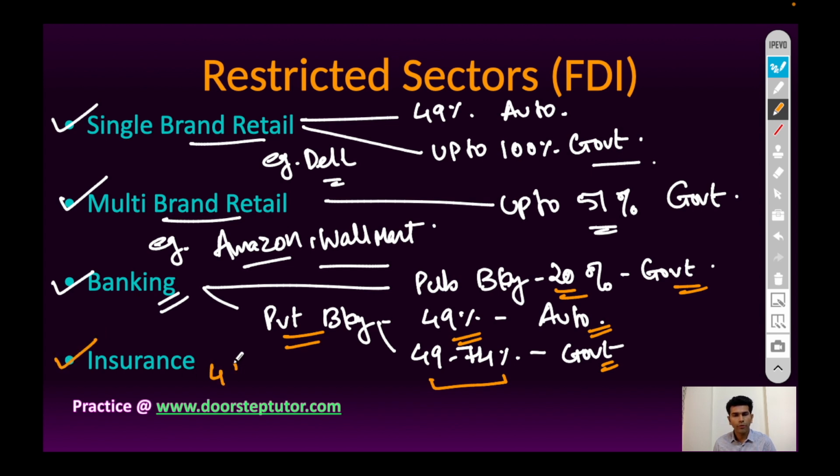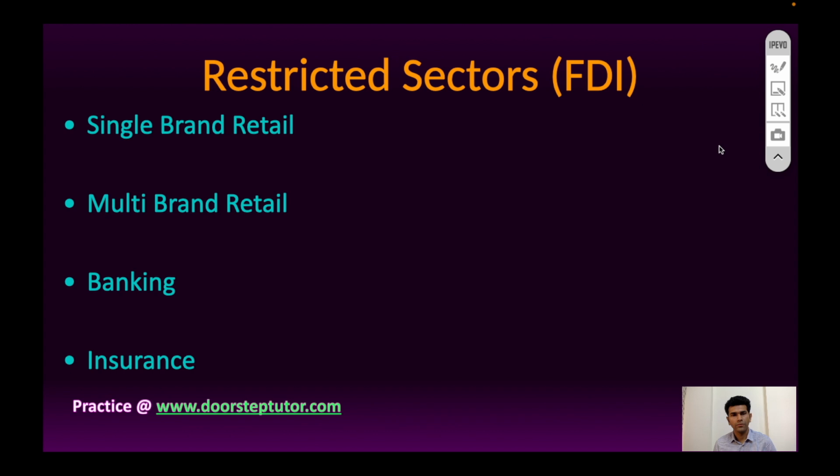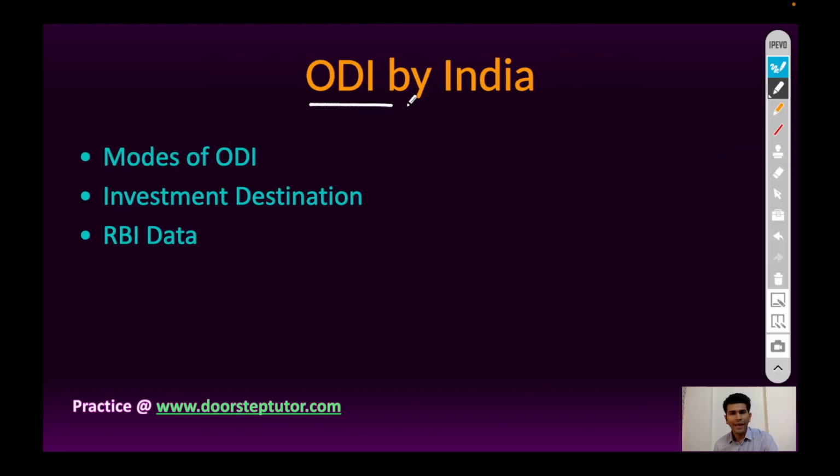Insurance up to 49% is allowed by way of automatic route. Overseas direct investment by India. The term FDI is used when a foreign country comes to India to establish business. ODI is used when an Indian company goes to a foreign market to establish business.